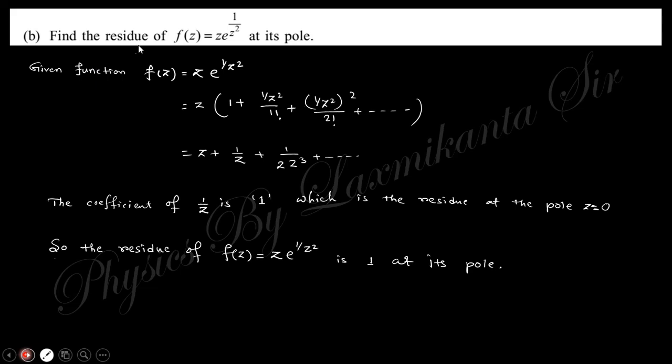Next question says find the residue of f of z, which is equal to z e to the power 1 by z square, at its pole. Given the function z e to the power 1 by z square, expand this exponential, and multiplying by z you will get this. You know the coefficient of 1 by z is known as the residue, and this is z minus a. Actually this a is 0, so the pole is at z equals 0 and the coefficient is 1, so the residue will be 1. So the answer of this question is 1.